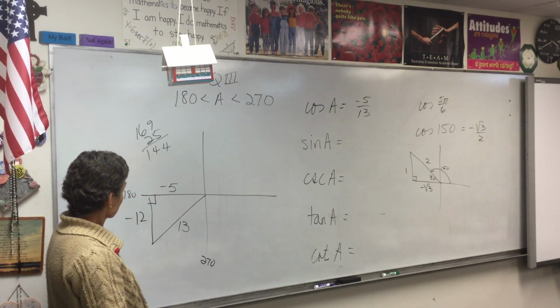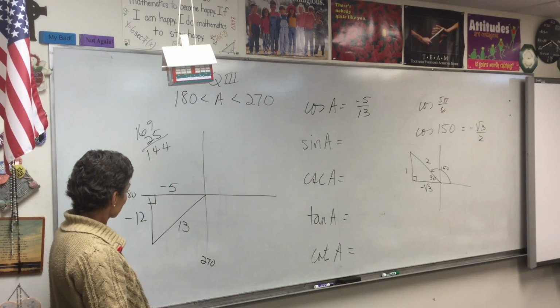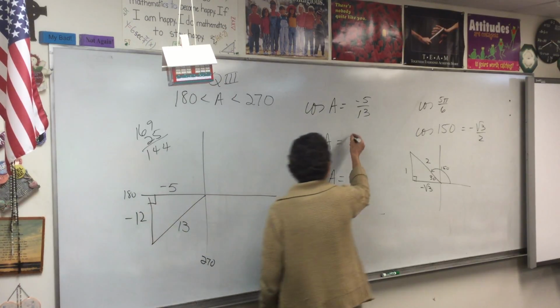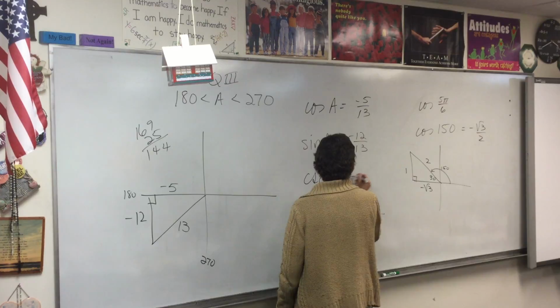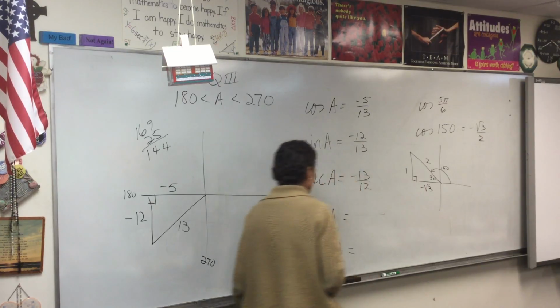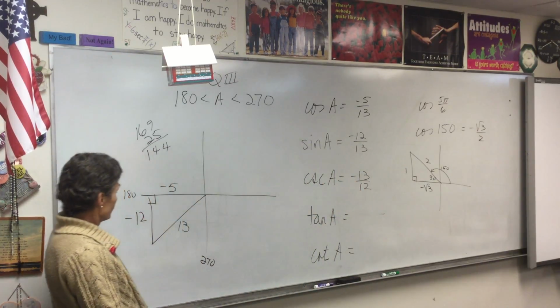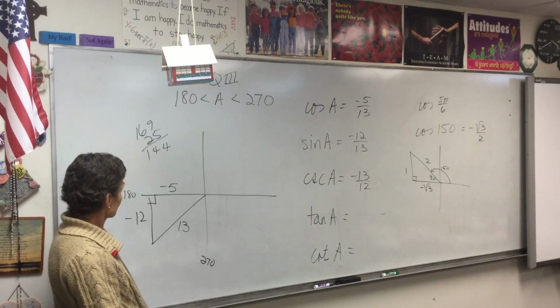What's the sine? Negative 12/13, which means the cosecant is negative 13/12. What's the tangent?